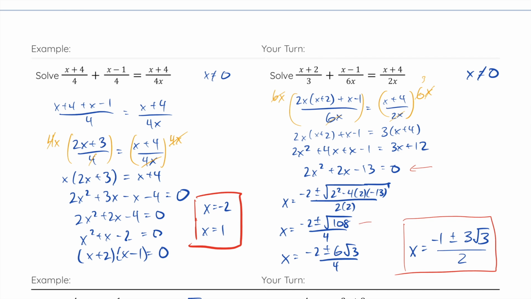And root 108 would simplify to 6 root 3 because 108 is 36 times 3 and the square root of 36 is 6. So it's root, and then I divided everything out. We had a common factor of 2 in all the terms, and so we end up with negative 1 plus or minus 3 root 3 all over 2.